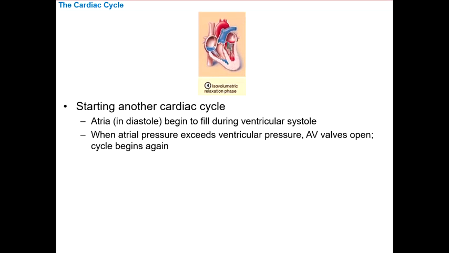So then the AV valves open because of the low pressure in the ventricles, and blood will start to flow into the ventricles from the atria again, but that's where we started last time. So then after those steps, we're starting another cardiac cycle. The atria in diastole begin to fill, and so on from there.